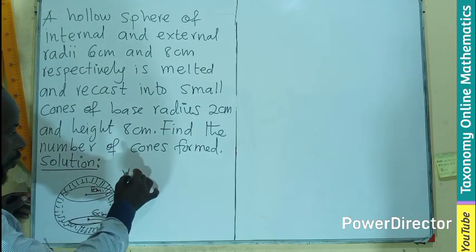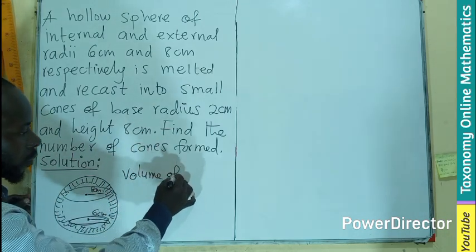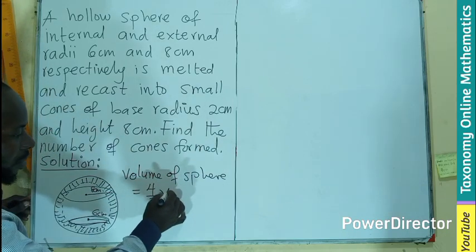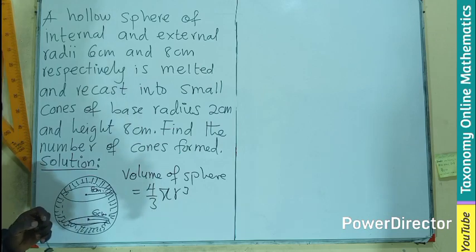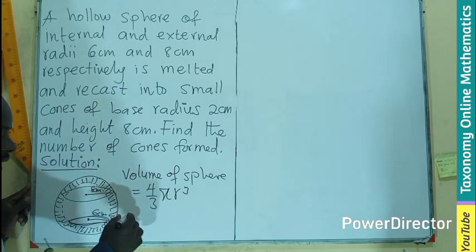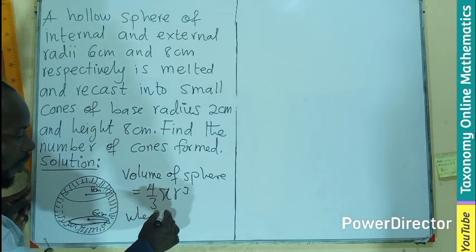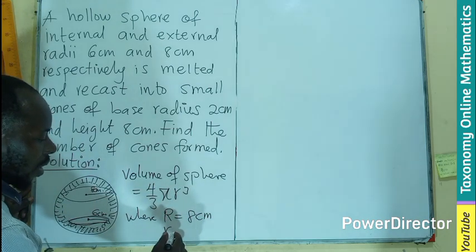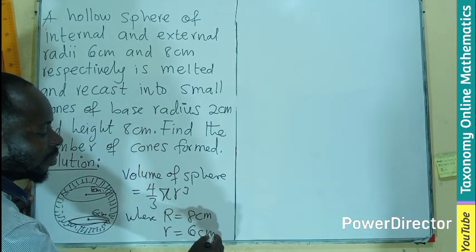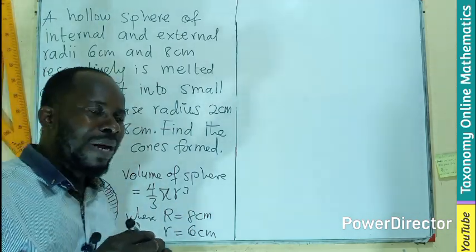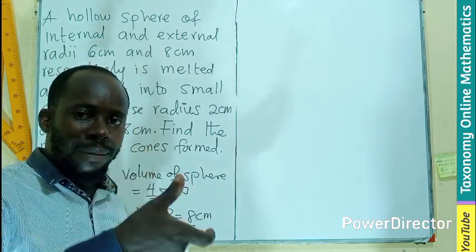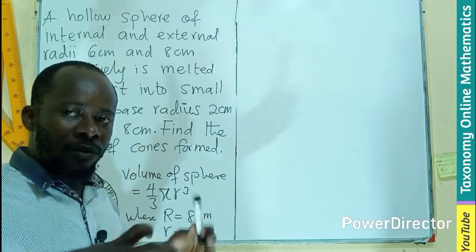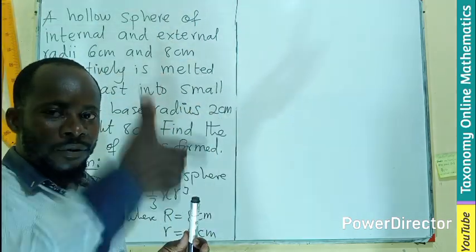So we can say volume of a sphere by recall is 4 on 3 pi r to the power 3. So in this case, we are having a radius here. So we can say that our capital R is for the external, 8 centimeters, small r is for the internal, 6 centimeters. So in all, for me to be able to know the volume of material used in making that sphere, I need to take away the internal volume from the external volume to get the volume of material alone.